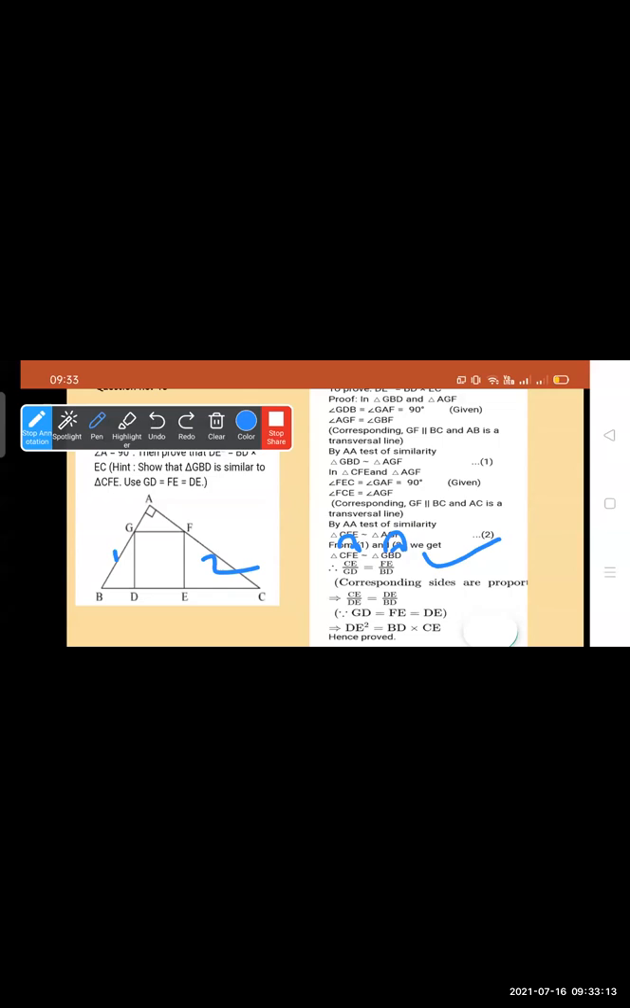Okay. And if we write here, then we get CE by DE. Given condition: in place of GD we can write DE. And in place of EF also we can write DE. So here we replace GD by DE, and FE by DE. When we replace this, then DE into DE, DE square, here we get BD into CE. So this is our final proof.